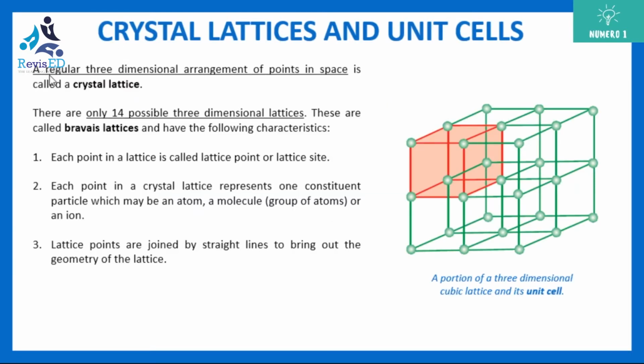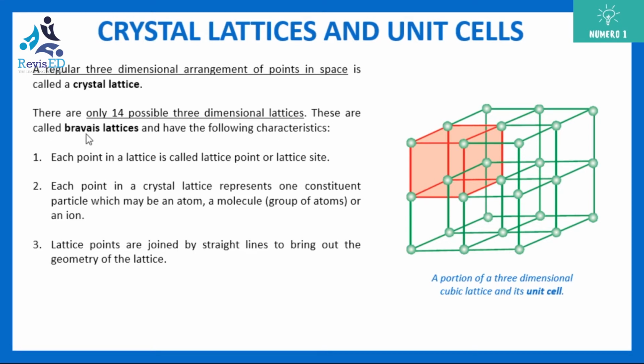So crystal lattice: a regular three-dimensional arrangement of points in space is called a crystal lattice. So points, basically these are the points. For us, these points represent an atom. There are only 14 possible three-dimensional lattices.